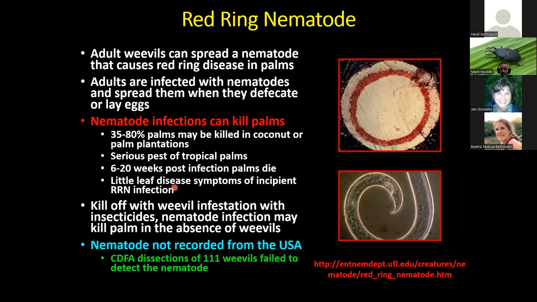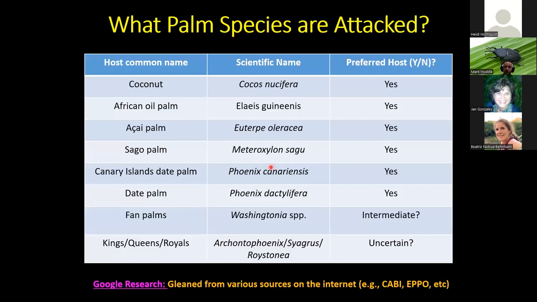Fortunately for us in California, we have not detected red ring nematode in the state yet. However, as we have seen with a number of insects that vector plant pathogens, often we get the insect first and then many years later the pathogen shows up. So it may only be a matter of time until red ring nematode shows up in California.